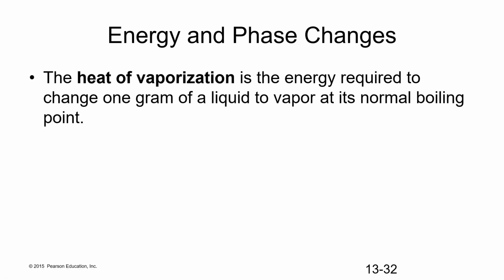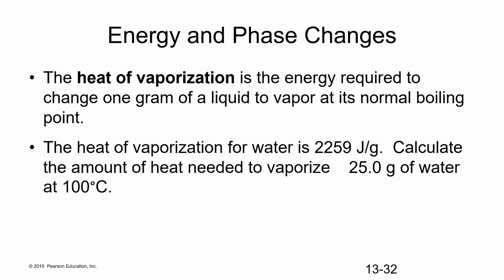Heat of vaporization is the energy required to change 1 gram of liquid to a vapor at its normal boiling point. The heat of vaporization for water is 2,259 joules per gram. Calculate the amount of heat needed to vaporize 25 grams of water at 100 degrees Celsius. So 25 grams, we would multiply that by the conversion factor of 2259 per 1 gram, and that gives us 56,500 joules.